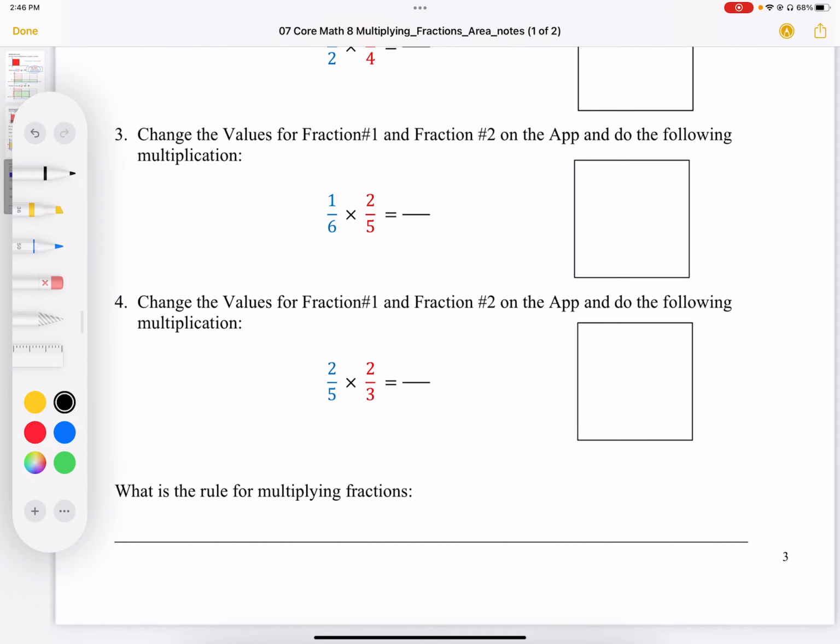And the rule that we're going to come up with is, to keep the times on top, we do top times top. And to keep the divide on the bottom, we're going to do bottom times bottom. This is how we're going to multiply fractions.